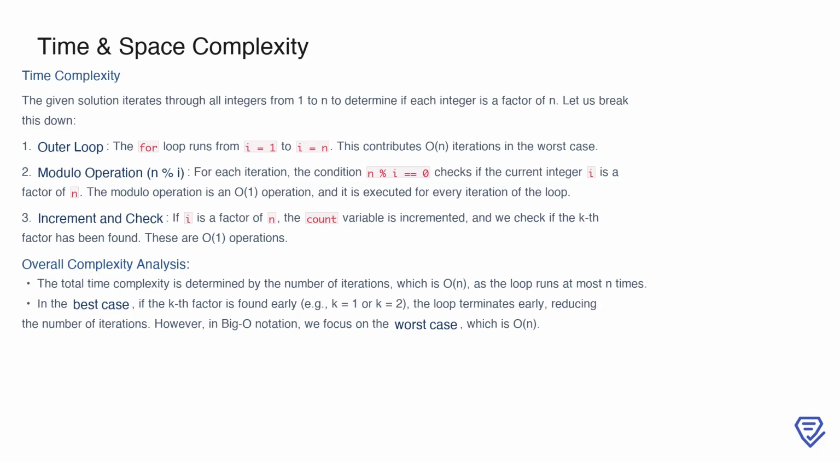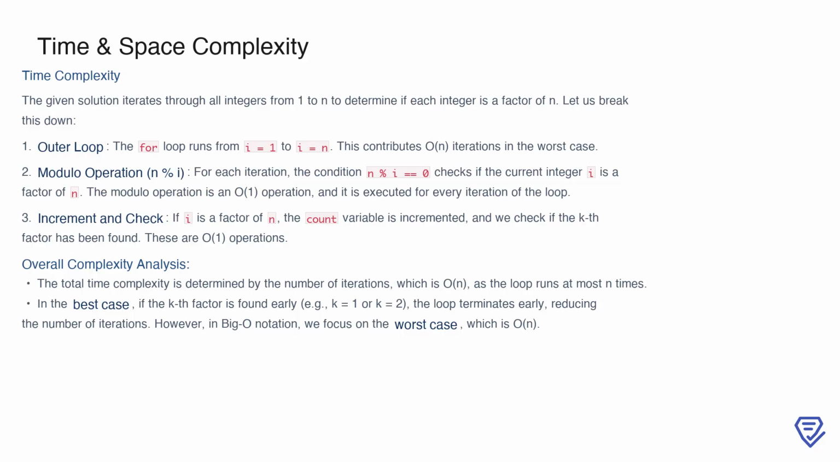To analyze the time complexity of this solution, we start by observing that the algorithm iterates through all integers from 1 to n to determine if each integer is a factor of n. The outer for loop runs from i equals 1 to i equals n, which means it can execute up to n iterations in the worst case. This contributes an O(n) complexity just from the loop itself.